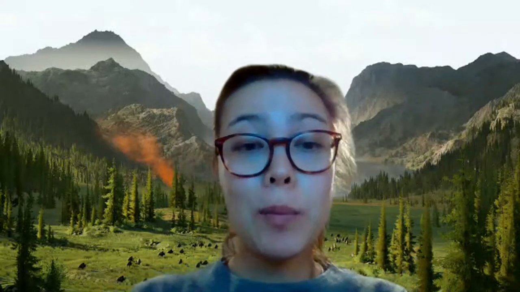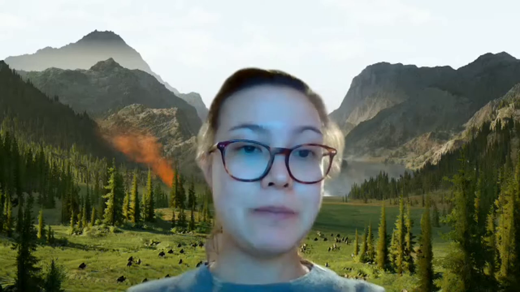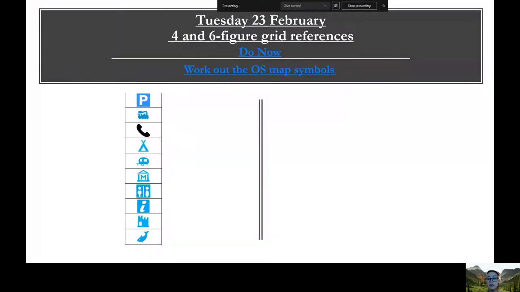Last term, we learned all about the Amazon rainforest and deforestation. Today, we're going to be learning something new. We're going to be learning more about maps, and we're going to be learning about six-figure grid references. Last year, you would have learned four-figure grid references. We're going to quickly refresh your memory on how these work before we jump to six-figure grid references.